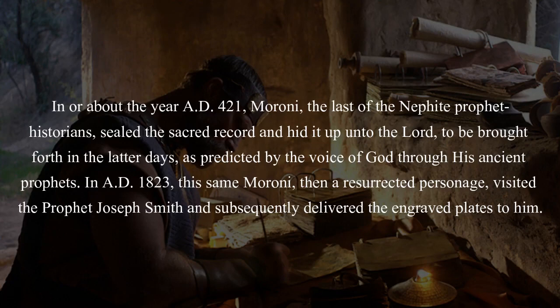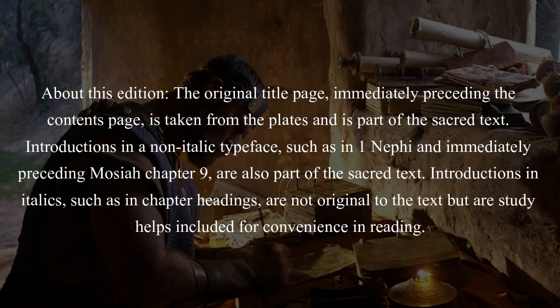In AD 1823, this same Moroni, then a resurrected personage, visited the prophet Joseph Smith, and subsequently delivered the engraved plates to him. About this edition, the original title page, immediately preceding the contents page, is taken from the plates and is part of the sacred text. Introductions in a non-italic typeface, such as in 1 Nephi and immediately preceding Mosiah chapter 9, are also part of the sacred text. Introductions in italics, such as in chapter headings, are not original to the text, but are study helps included for convenience in reading.